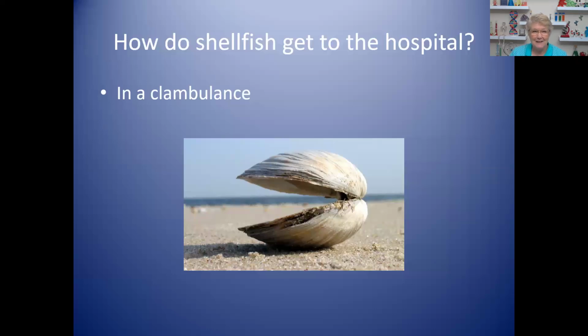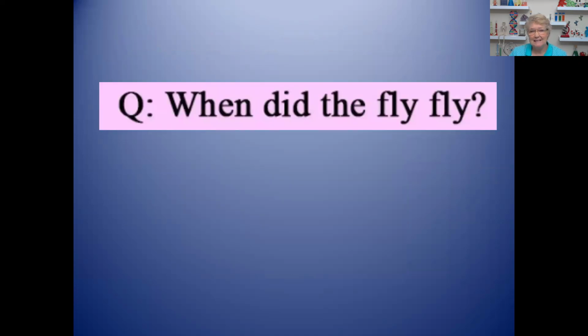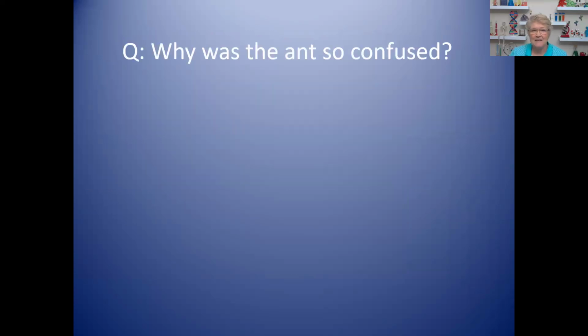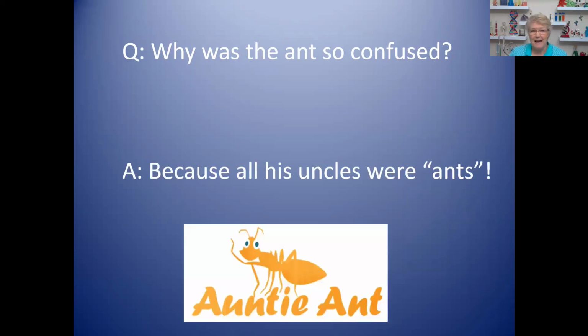All right, I think there's one more. Why did the fly fly? Because it's a fly. Yeah, but the answer is when the spider spied her. When did the fly fly? When the spider spied her. And why was the ant so confused? Because all his uncles were ants. Ants. Okay.